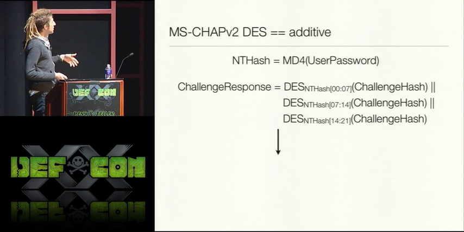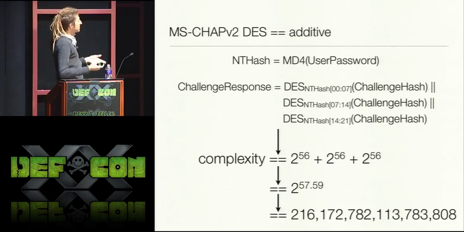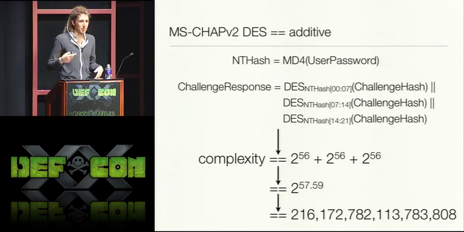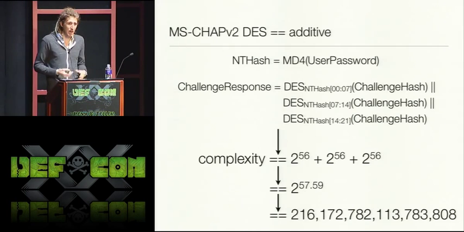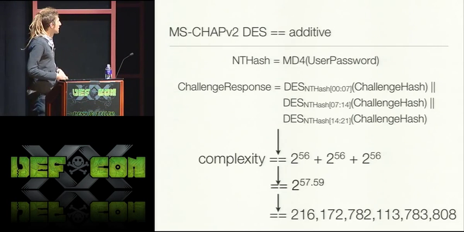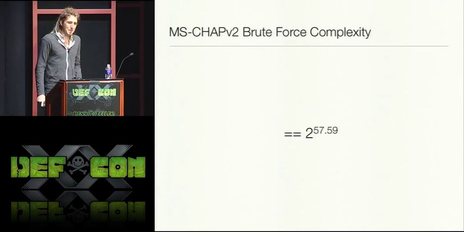That actually gives you an additive complexity, right? Where your key space is 2^56 plus 2^56 plus 2^56, which is 2^57.59. So that's basically the number that we're dealing with here. And that's still kind of a big number.